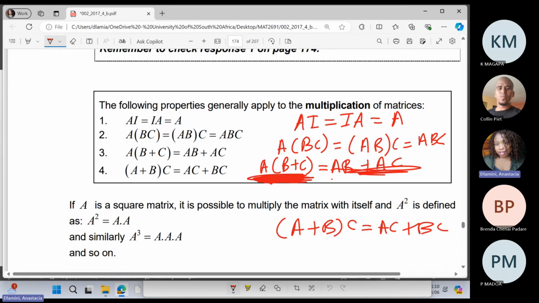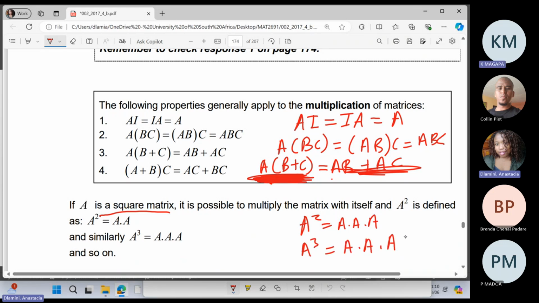Now they say if a square matrix, now remember that you can't find A to the power of something if that matrix is not a square matrix, right? So now they're saying that if A is a square matrix, it is possible to multiply the matrix by itself, meaning you can find A squared, which is A times A. You can find A to the power of 3, which is A times A times A. A squared is A times A, not 3 A's. So that's what they're saying, and I hope you put that in mind.